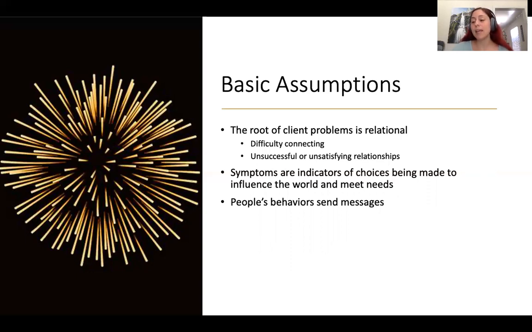Next, the symptoms and behaviors that clients present with are choices that they're making in an attempt to influence the world to get what they want and to meet those needs. For example, by depressing, a person may be attempting to get their need for love and belonging met by making people around them feel pity for them and want to connect with them. You can see how this might not work in the long term.